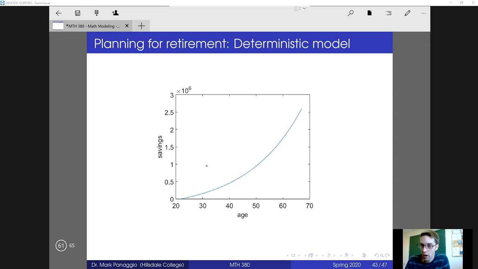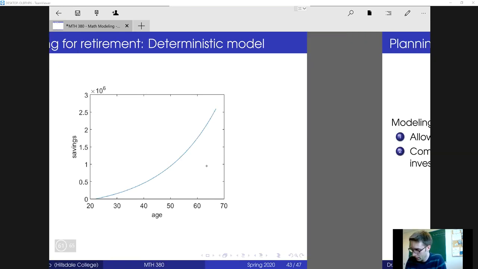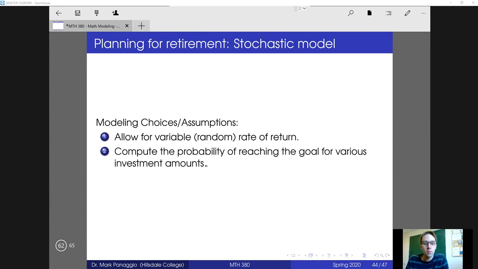We now know how much we would have to save to, on average, have the right amount. It does not really give us a sense of our risk, because risk is significant here. We don't have any guarantees that this is actually going to be the outcome. This is just the average outcome. So with that in mind, we might want to modify our model to incorporate randomness.